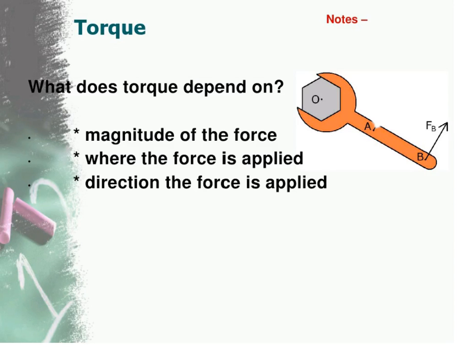What are some things that torque depends on? Well, first of all, torque depends on how much force I apply, or the magnitude of the force that I apply. It depends on where the force is applied. And finally, it also depends on the direction in which the force is applied. So torque depends on all three of those things, and I'm going to talk about each of them in an upcoming slide here.